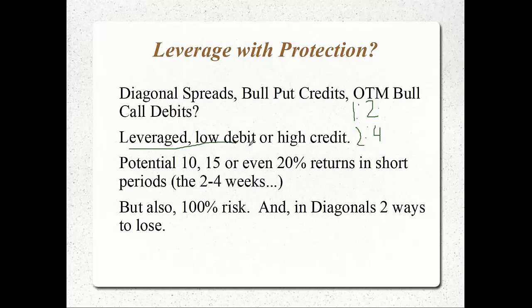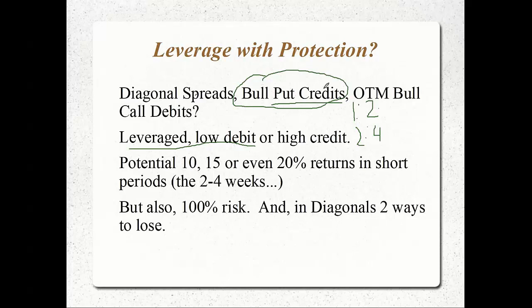All three of these are leveraged with a low debit or relatively high net credit. You're talking 10 to 15, maybe even 20% returns in shorter periods of 2 to 4 weeks. I think the average of my 2-week out bull put credit spreads is about 13.3% for this year, and I'm right about 83% of the time.